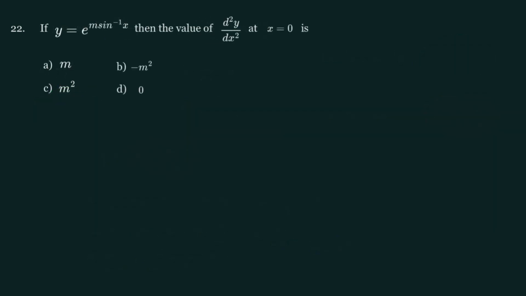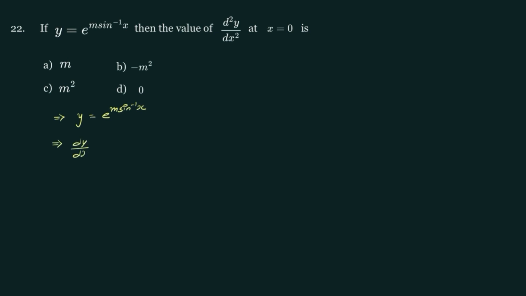Question number 22. Here, if y equals e to the power m sine inverse of x, then we need to find the value of d2y over dx square when x equals 0. So we will differentiate the given function 2 times. So here y equals e to the power m sine inverse of x. Let us differentiate both sides with respect to x.